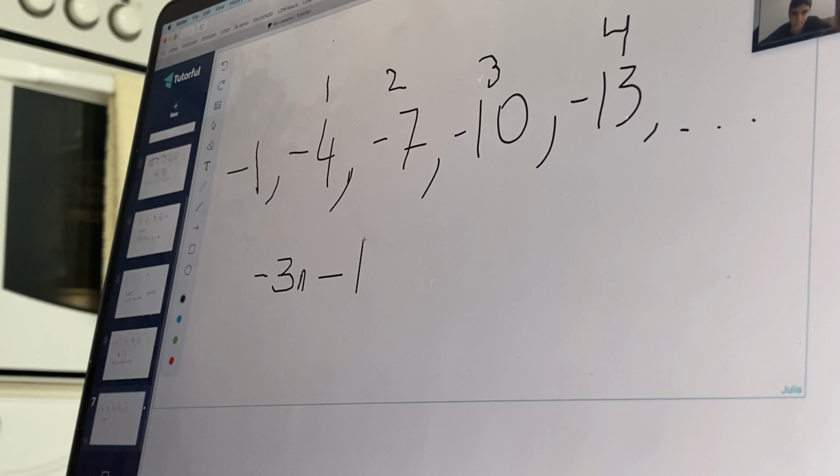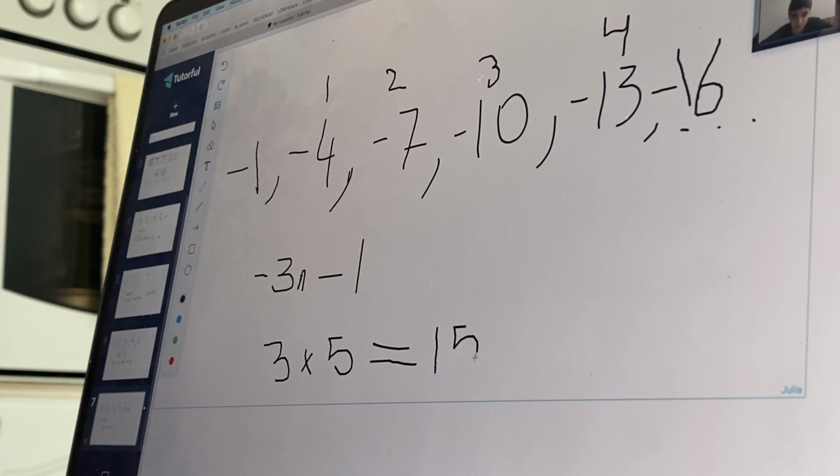So we'll do the same thing as we've done with the previous ones. Let's start by finding the fifth term. What's the fifth term going to be? Negative 16. Yeah, negative 16, good. So 3 times 5. Yeah, good. So we check that is the correct answer. Make sure you got minus 3 there. 15. Not 15, it's minus 15. Yeah, minus. Good.